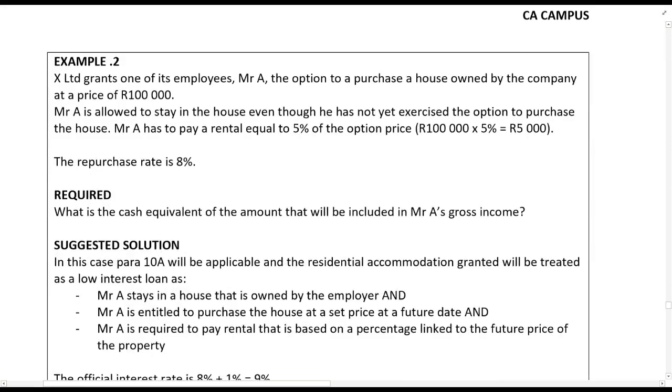Example 2. X Limited grants one of its employees, Mr. A, the option to purchase a house owned by the company at a price of R100,000. Mr. A is allowed to stay in the house even though he has not yet exercised the option to purchase the house, and he has to pay a rental equal to 5% of the option price, and the repurchase rate is 8%. Alright guys, so this is one of those deemed loans where there's a house that the person is occupying, they have the option to purchase it in the future, and the rent is based on a percentage of the option price.